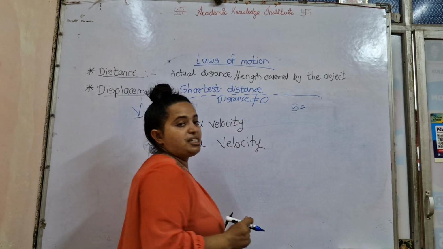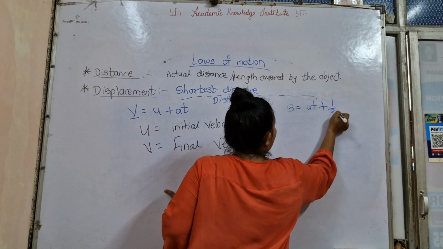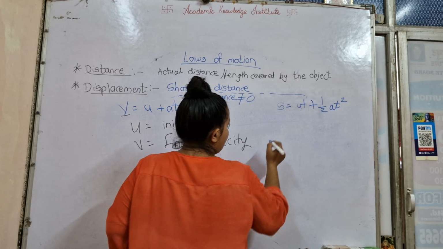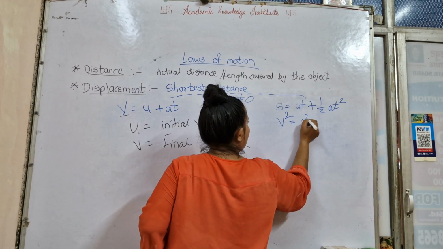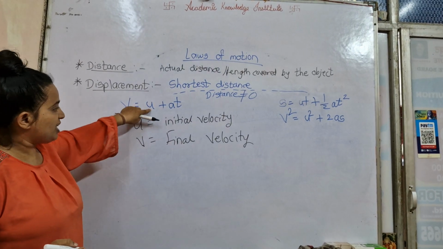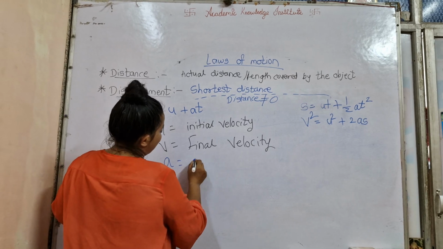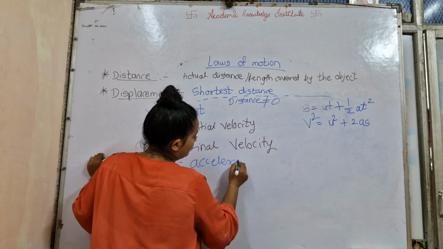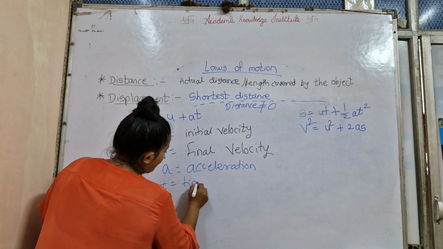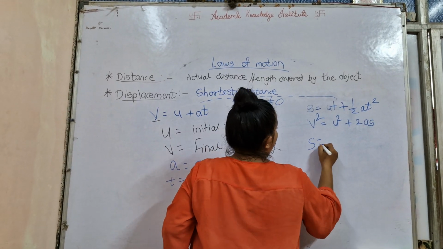What is the second formula? S equals ut plus 1/2 AT square. And your third formula is V square equals U square plus 2AS. In these, U is the initial velocity, V is the final velocity, A is the acceleration, T is time, and S is distance.